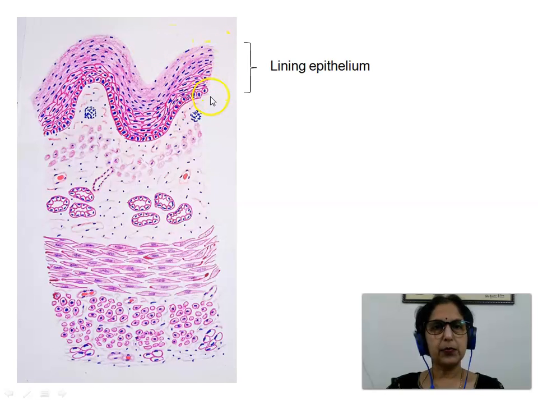Mucosa, submucosa, muscularis externa, and adventitia from within outwards. So this here is the mucosa, the 3 parts: the lining epithelium, the lamina propria, and the muscularis mucosae. So lining epithelium, as is seen here, is made up of stratified squamous non-keratinized epithelium, thick epithelium which gives protection to the mucosa of the esophagus.